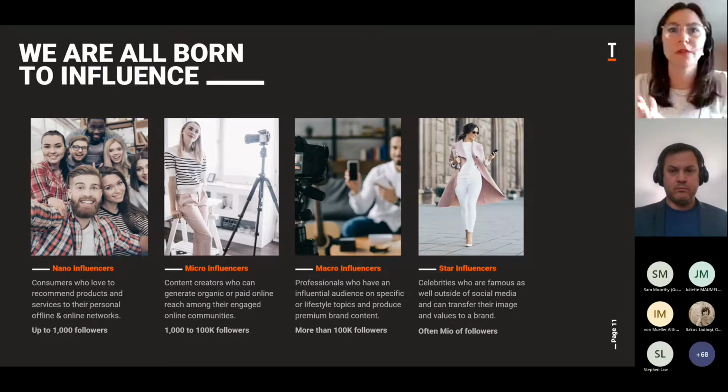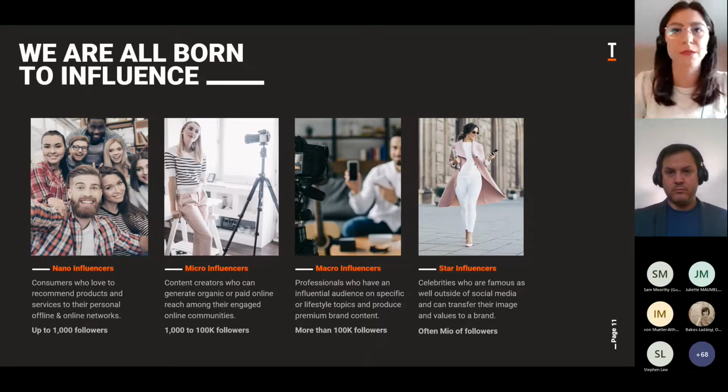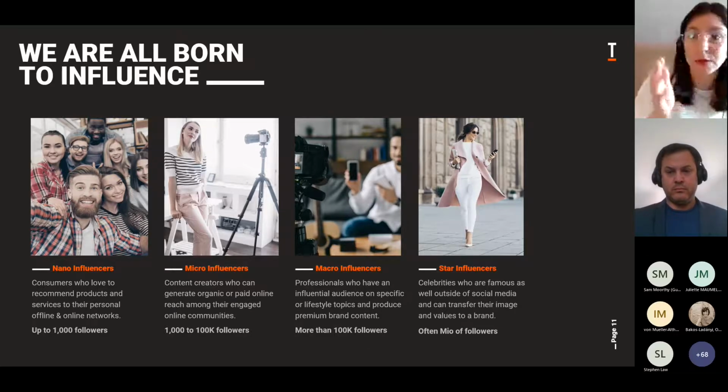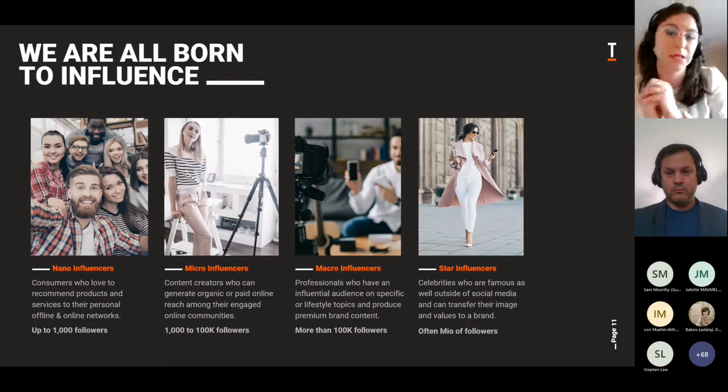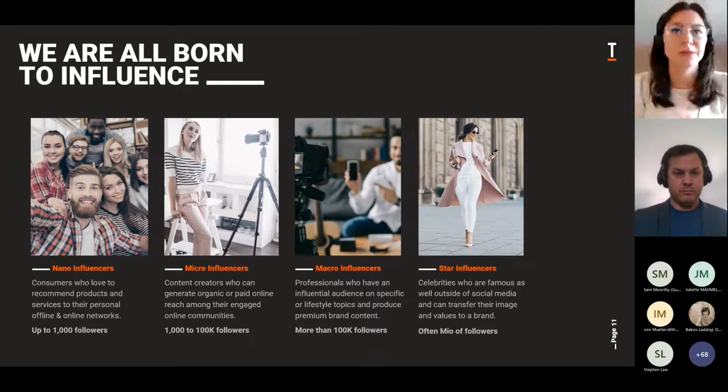Then you have macro influencers, so the true professionals, they have over 100K followers on their social media accounts. They can be either like micros, experts on one specific theme, or they can be lifestyle and talk about their daily lives and anything that can happen in their daily life. They produce premium brand content, so we are getting closer to this media approach of generating content.